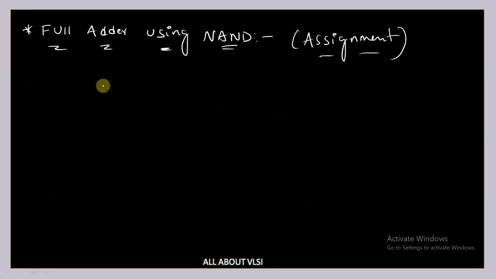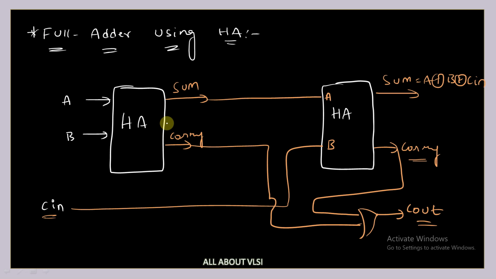So we need to implement this full adder using NAND gates. We can take the reference of this diagram, half adder and half adder. This half adder consists of one XOR gate and one AND gate, and this half adder is also consisting of one XOR gate and one AND gate.